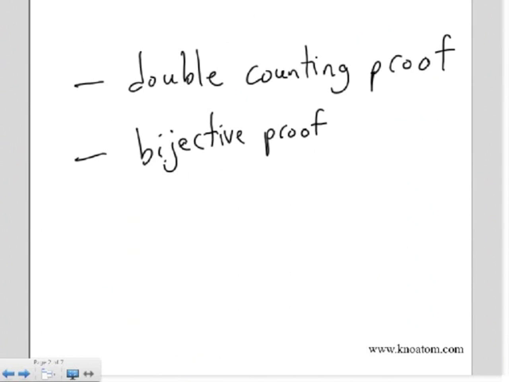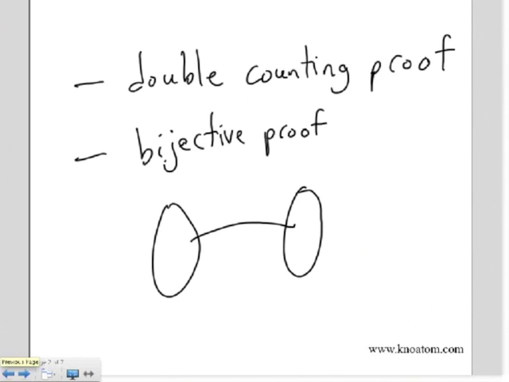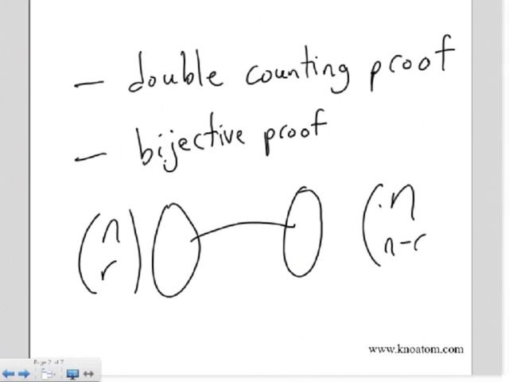Whereas the bijective proof shows that there is a bijective function between the two sets formed from C(n, r) and C(n, n minus r), that there is a bijection that exists.